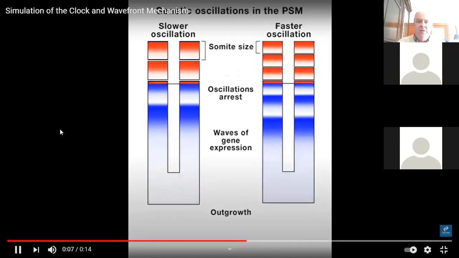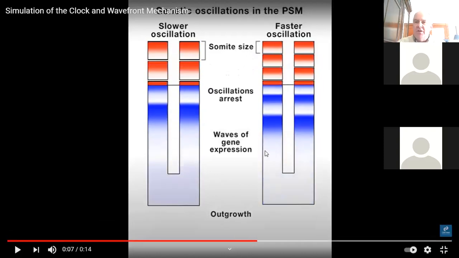And again, one more thing just to remind you, these aren't cells moving backwards. Each cell here is going up and down and up and down and up and down until that cell itself crosses the determination wavefront. Then it becomes part of a somite.